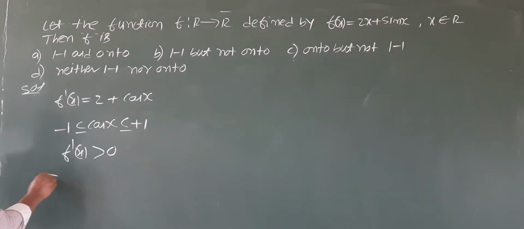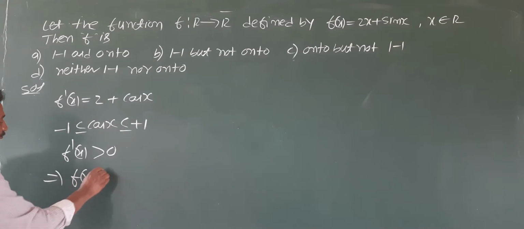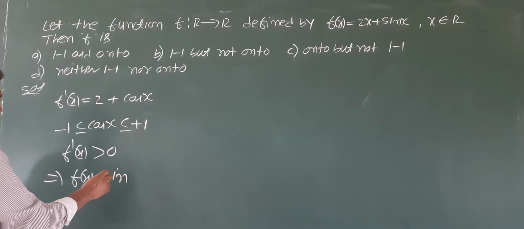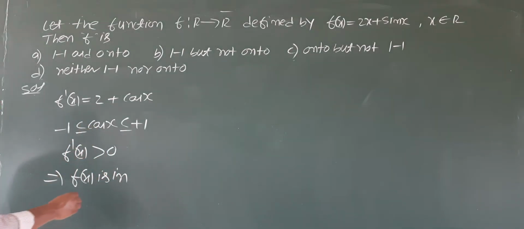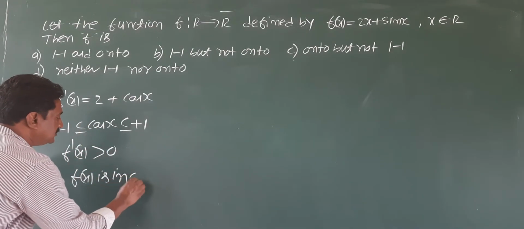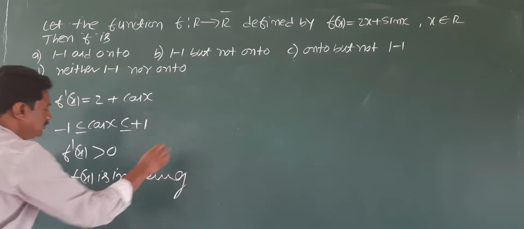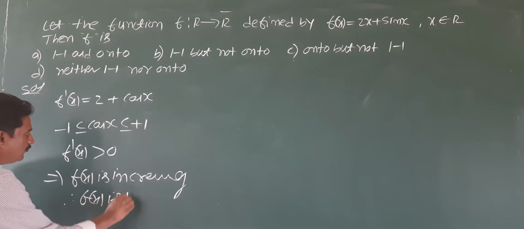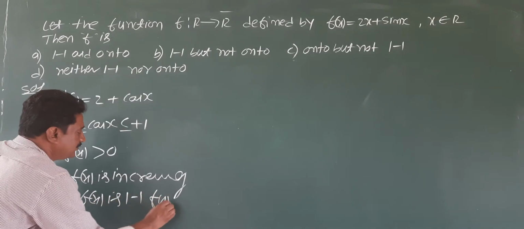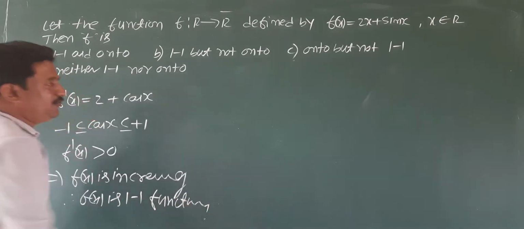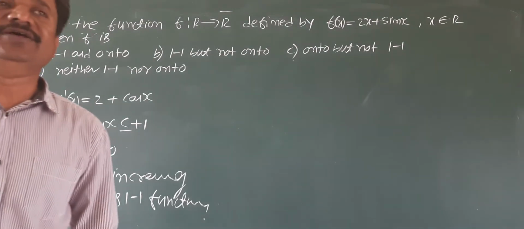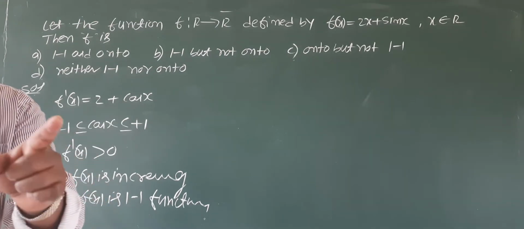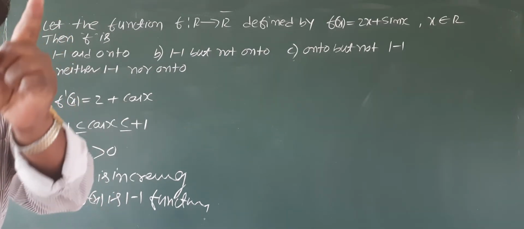This implies f(x) is an increasing function. f(x) is strictly increasing. Therefore, f(x) is a one-one function. If a function is increasing, it must be one-one. If a function is strictly increasing, it must be one-one.